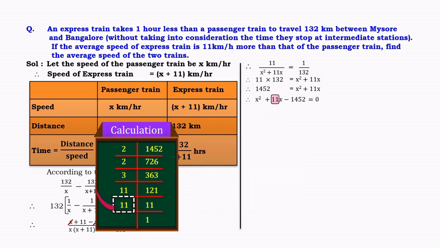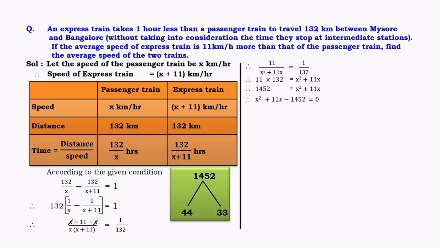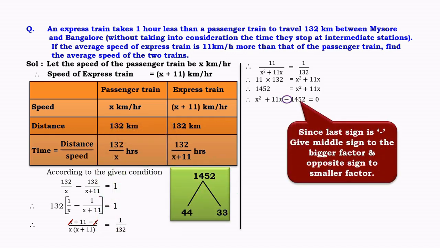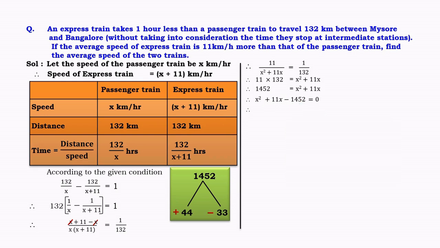These two numbers are 44 and 33. Since the last sign is negative, we give the positive sign to the larger factor, which is 44, and the negative sign to the smaller factor, which is 33. Now, split the middle term. The equation becomes x squared plus 44x minus 33x minus 1452 is equal to 0.